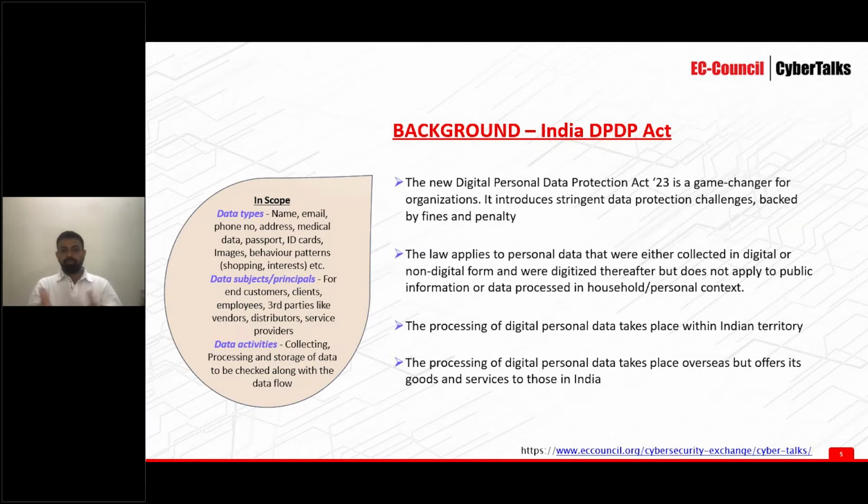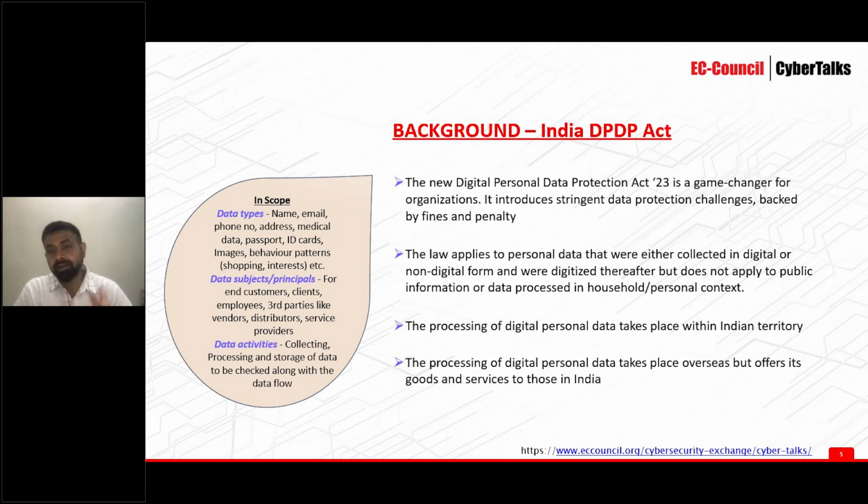Okay, so getting on to the India DPDP Act, as I said, it stands for Digital Personal Data Protection Act. The new Digital Personal Data Protection Act 2023 is a game changer for organizations. It introduces stringent data protection challenges backed by fines and penalties. The law applies to personal data that was either collected in digital or non-digital form and digitized thereafter, but does not apply to public information or data processed in a household/personal context.